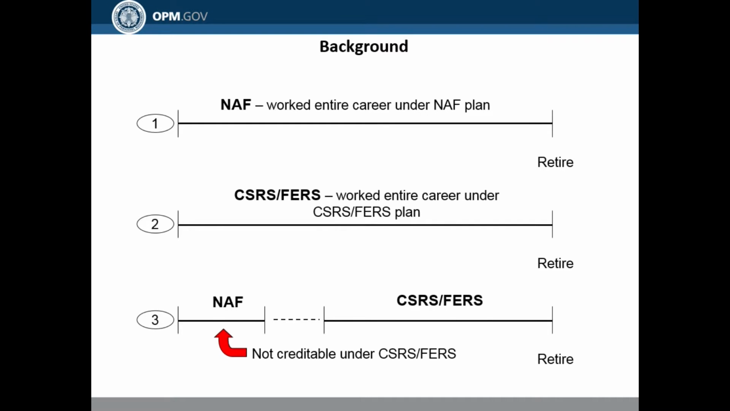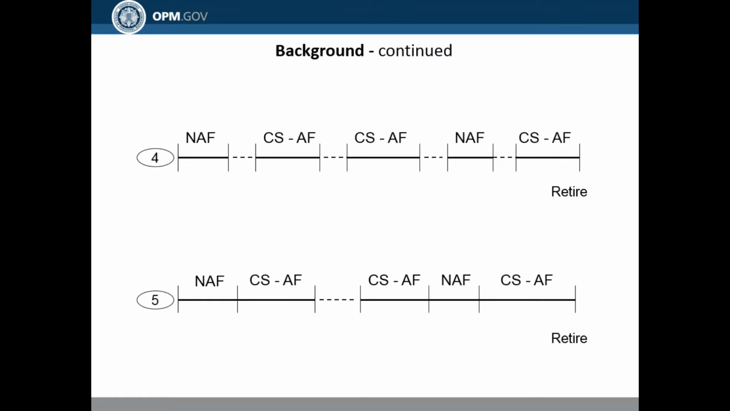If they had a period of NAF service and a break and then moved to the civil service retirement system. Or in some cases, people have periods of time where they've gone from NAF with a break in service to appropriated fund, or the civil service covered by either CSRS or FERS, back and forth, over and over again. In some cases, like in example 5, they've transferred from a NAF position to an appropriated fund position, either CSRS or FERS, and they go back and forth between that. So each situation is treated a little bit differently.